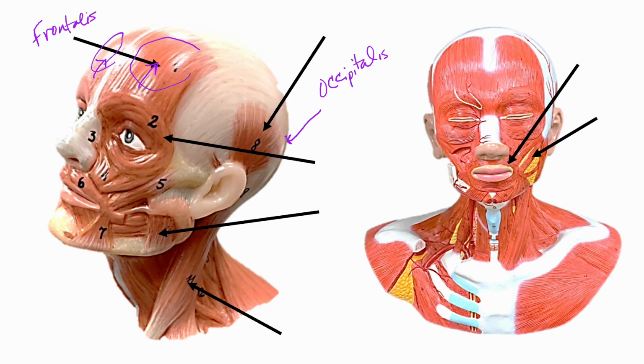All right, let's keep going. So this circular muscle that we see labeled number 2 around the eye, that's that Latin circular name. That's orbicularis.